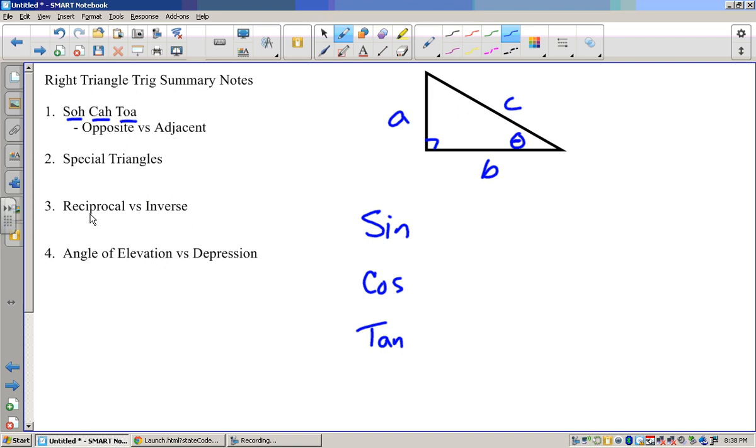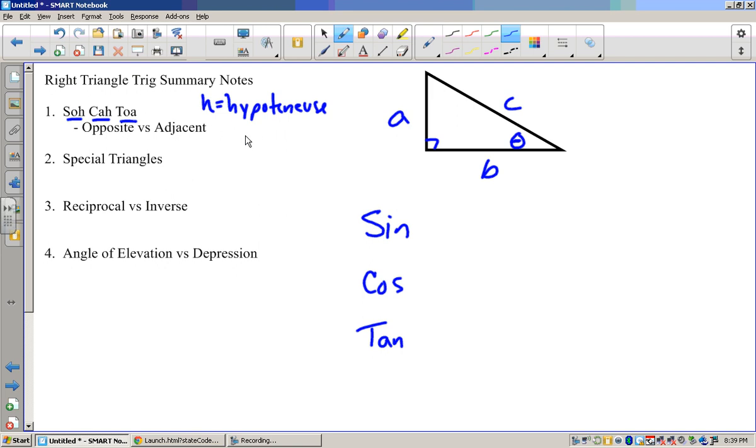It all deals with opposite, adjacent, and angles. If you look at what each of these are, each of them has an O or an A, or in the case of tangent, both. The H stands for hypotenuse. Wow, I didn't spell it right at all. Hypotenuse. I think that's how it's spelled. Good.